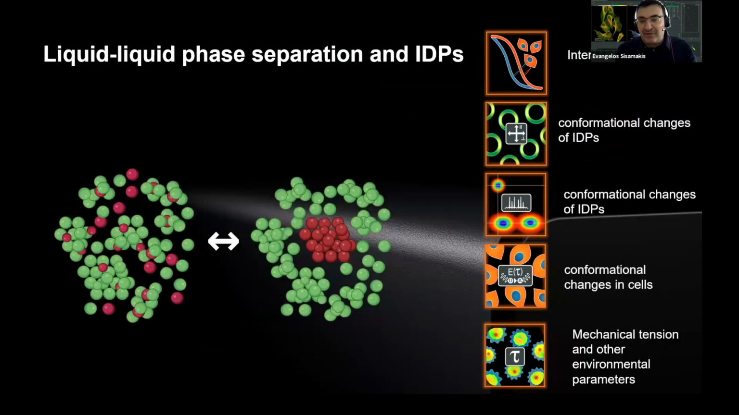A nice example of this approach is the study of liquid phase separation in intrinsically disordered proteins. There one can start by studying each individual molecule in vitro by single molecule FRET or FCS. But then, of course, one can use FLIM when one wants to study this assay in the cellular environment.